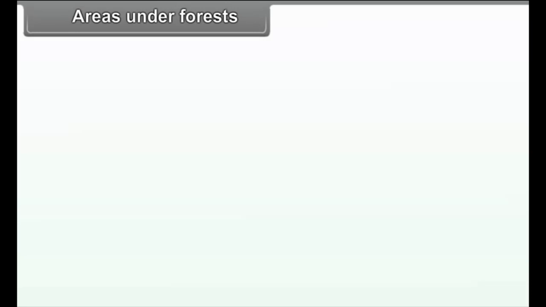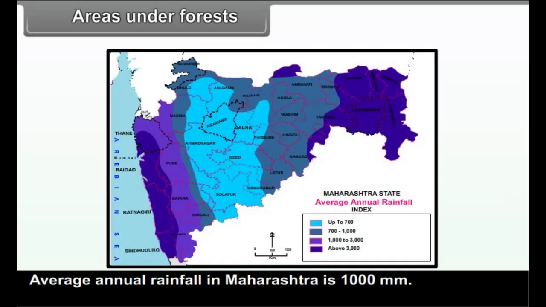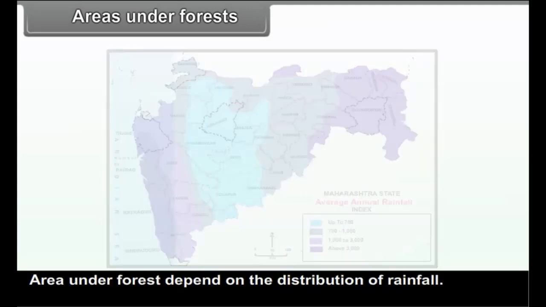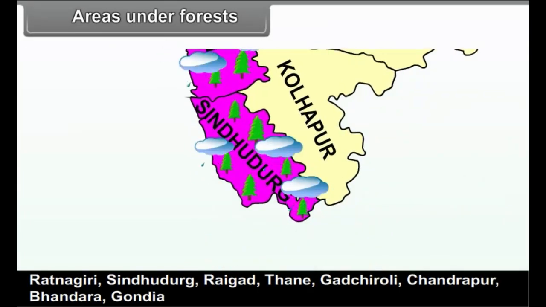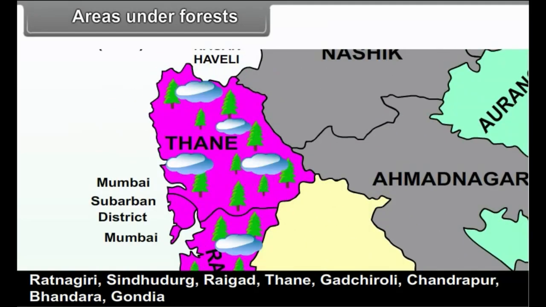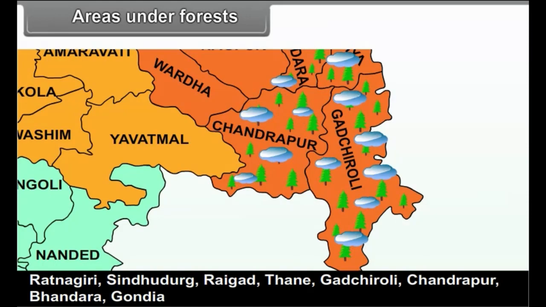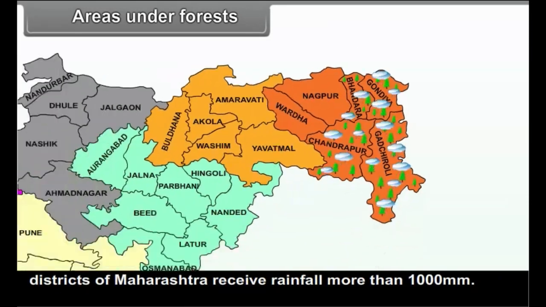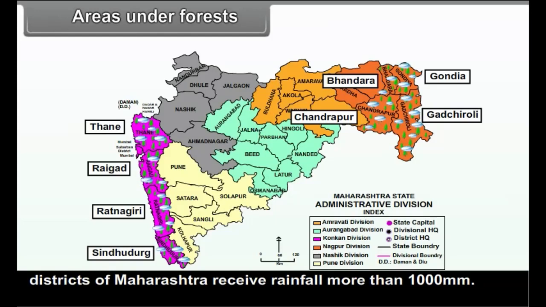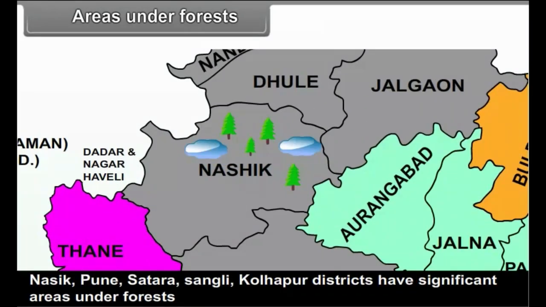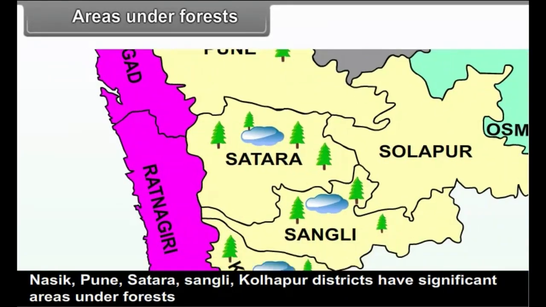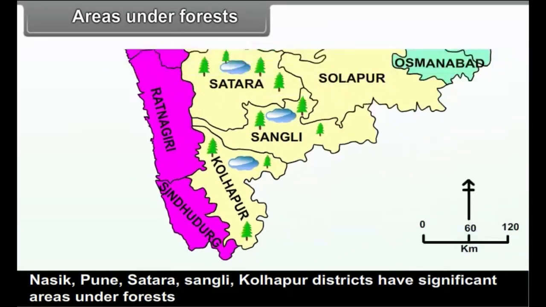Areas under forests. Average annual rainfall in Maharashtra is 1000 mm. Area under forests depends on the distribution of rainfall. Ratnagiri, Sindhudurg, Raigad, Thane, Gadchiroli, Chandrapur, Bhandara, Gondia districts of Maharashtra receive rainfall more than 1000 mm. On the eastern slopes of the Western Ghats, particularly western parts of Nasik, Pune, Satara, Sangli, Kolhapur districts have significant areas under forests.